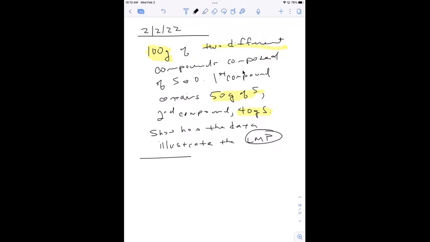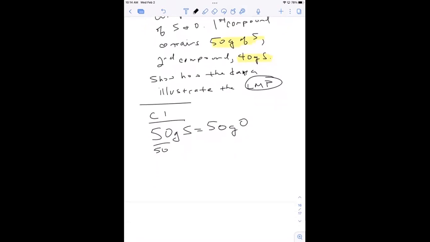So for compound 1, the mass ratio is 50 grams of sulfur equals 50 grams of oxygen, because the total has to be 100. Does that make sense? Are y'all following that? So if it gave us 50 grams of sulfur and it said the sample is 100 grams, then for the other atom, there has to be 50 grams of that. So the total would be 100. Right. So if we divide both sides by 50, then it's 1 gram of sulfur equals 1 gram of oxygen. Yes, no? Yes, sir. All right.